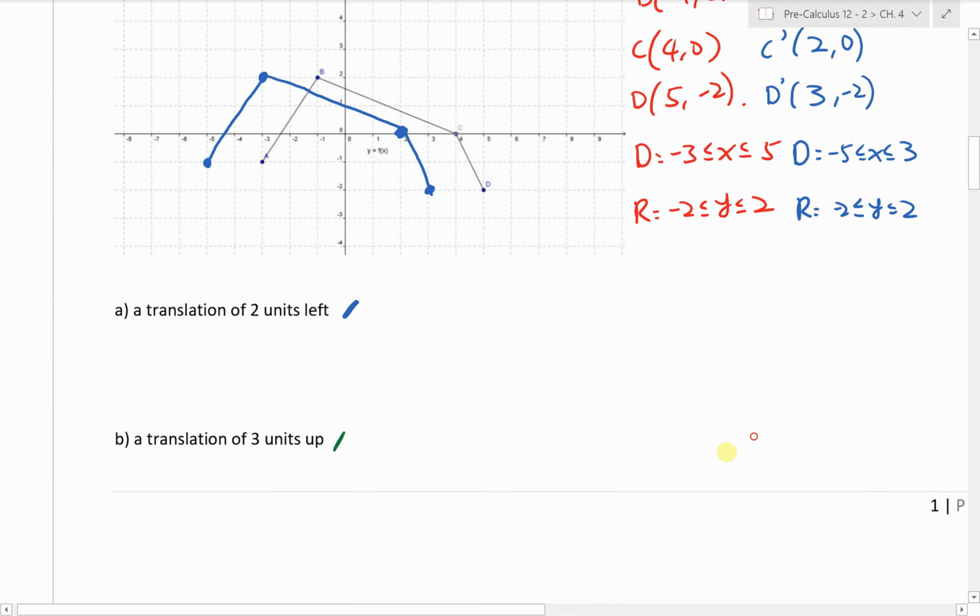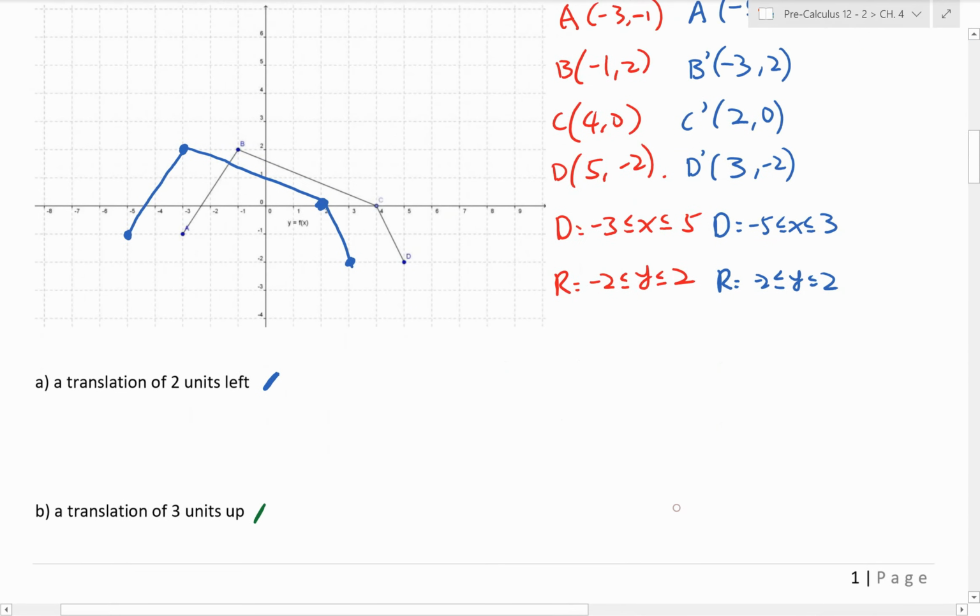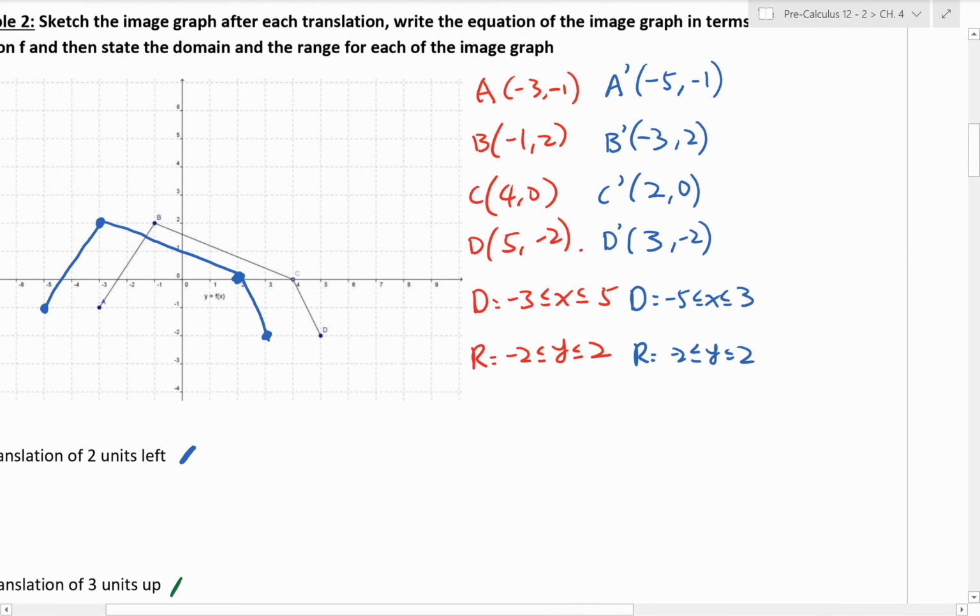Now we are going to do B, and I'll do this in green. Now we're going to move 3 units up. Again, taking from the original coordinates, I'll call these double primes: A double prime, B double prime, C double prime, and D double prime.